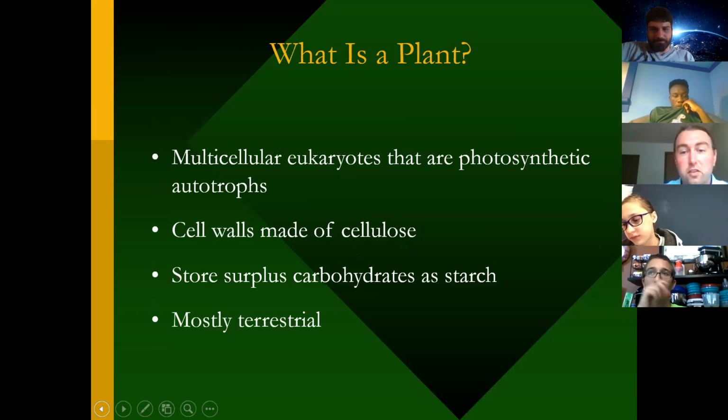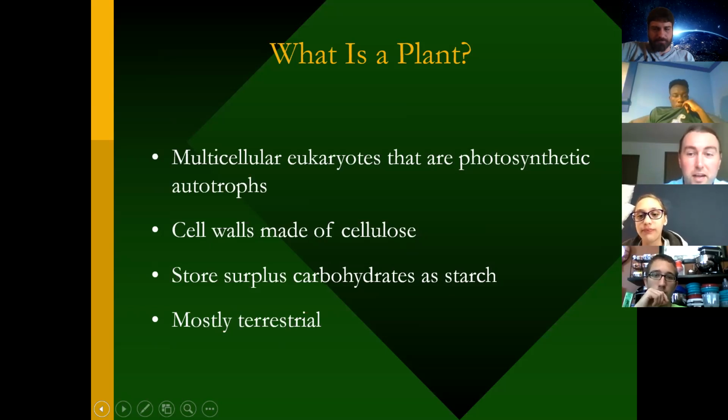So what does it mean to be multicellular? You have lots of cells. What does it mean to be a eukaryote? Many things are eukaryotes. So plants are eukaryotes. We are eukaryotes. Basically, it's a type of organism that has multiple cells.